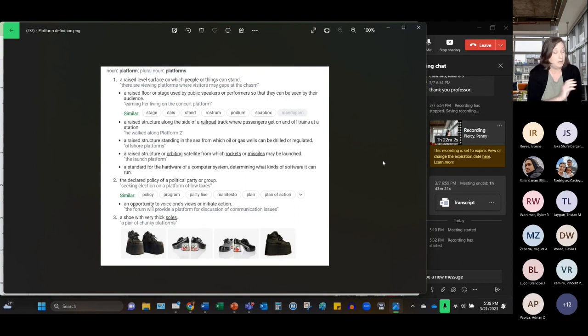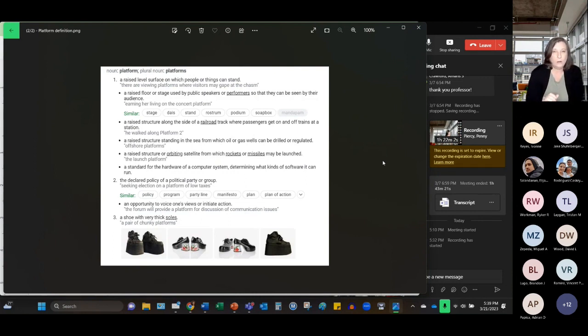I particularly like the pictures of the platform shoes. I think they're fun. But you'll notice that there's no definition on this that even pertains to social media. There's only one definition that even pertains to computing at all, which is the last one listed under definition 1, which refers to a platform as a standard for the hardware of a computer system, determining what kinds of software it can run. So in that case, it seems like they're talking about a machine being essentially a Linux machine or a Windows machine or an Apple machine.